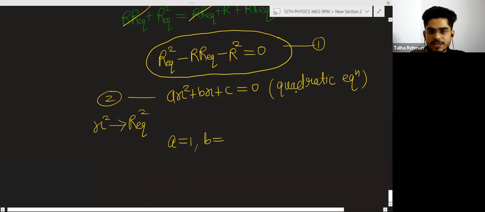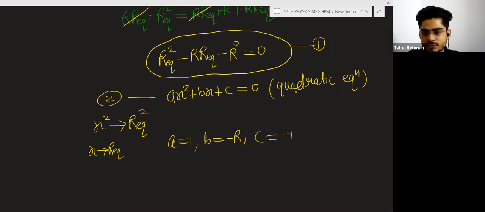You will take the coefficient of r equivalent, that is x, and x is r equivalent. So you will take this minus r as b, and for c you will take this minus r square. And why are we writing this? Because we are comparing equation 1 and 2.